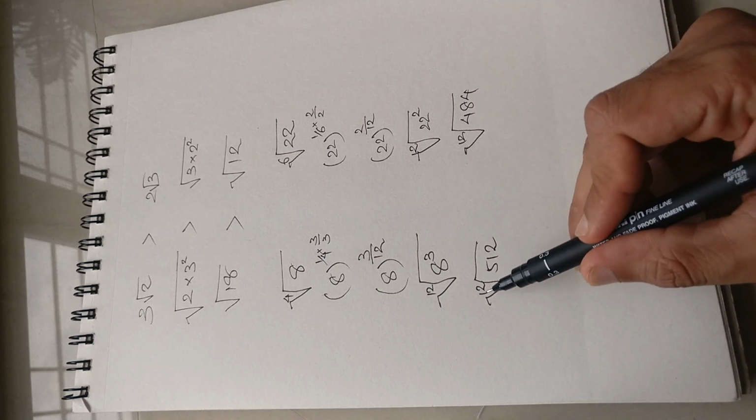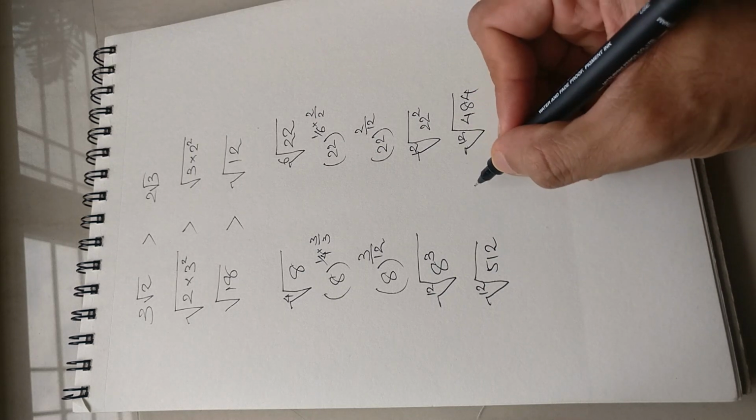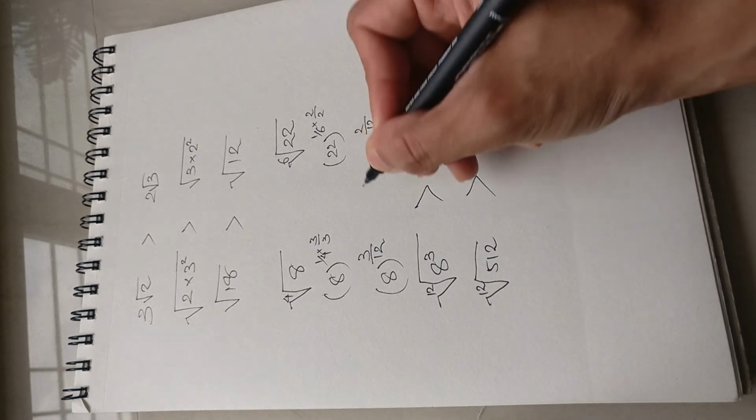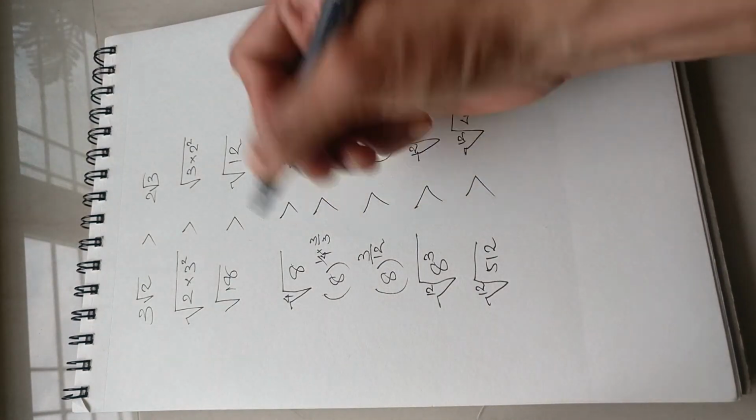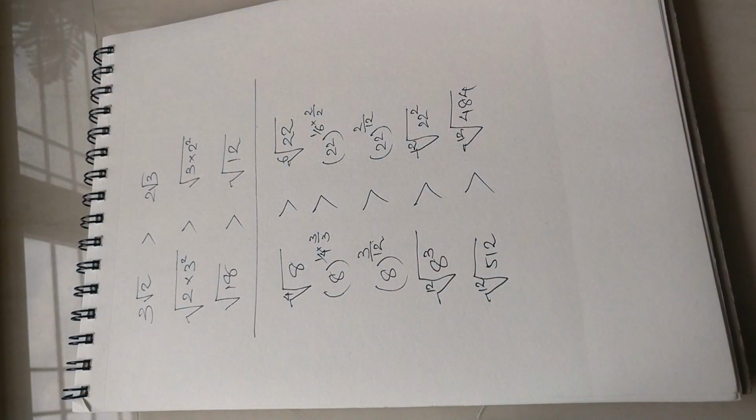Which is bigger, 12th root of 512 or 12th root of 484? Of course 12th root of 512. So this is bigger, and of course this is smaller. So this is how you compare irrationals. Okay, so this video is over, and we are going to move on with our next topic in the next video.